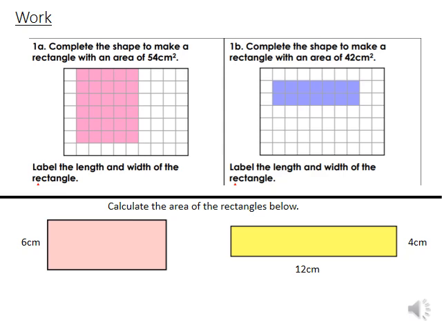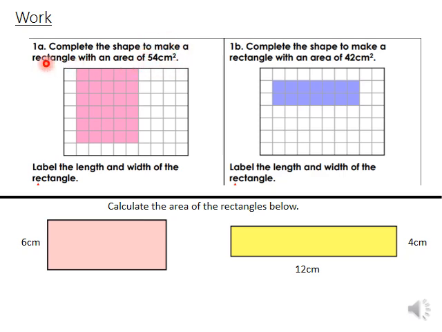Right, so your work for today. The first question, you're going to have a look and you're going to complete the shape to make a rectangle with an area of 54 centimetres squared. So it's very, very similar to the one we started with. You need to have a look at what's the area of this shape to start off with. And then you've got to work out how many more squares do you need to add to make it have an area of 54 centimetres.